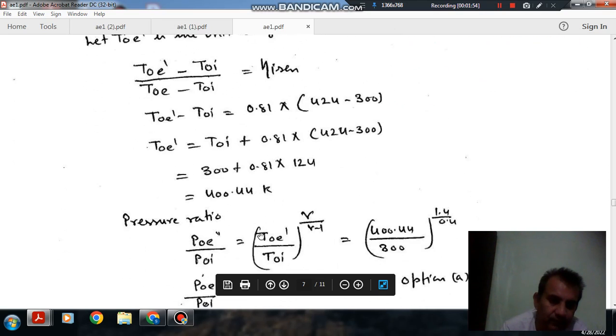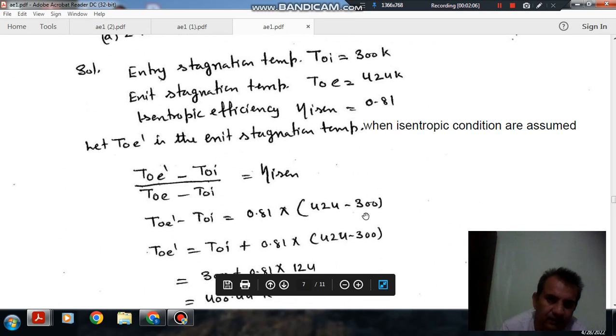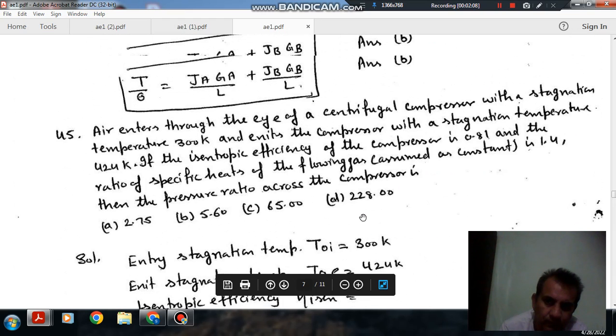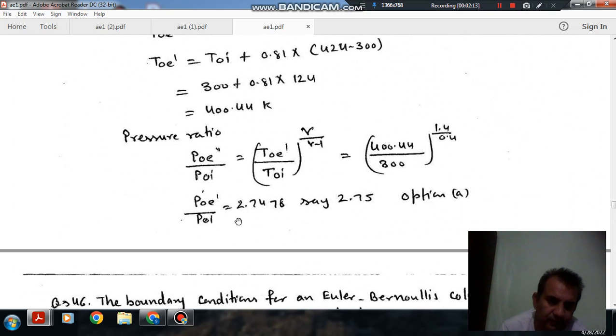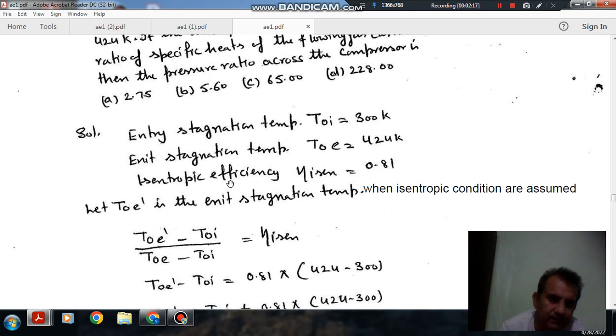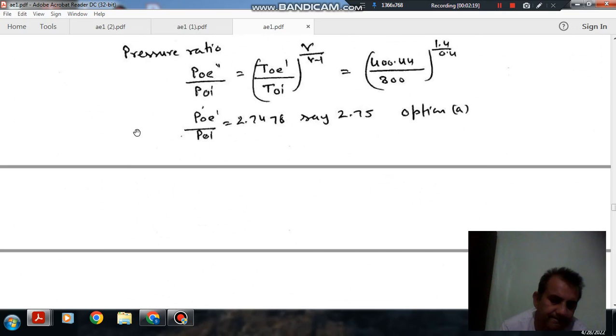400.44 Kelvin. Okay, now the pressure ratio POE dash by POI, according to isentropic condition, is equal to (TOE dash by TOI) to the power (gamma minus 1) by gamma, and gamma is 1.4. That is given, so we can find out the pressure ratio. So pressure ratio is your 2.75, so option A is the right answer.